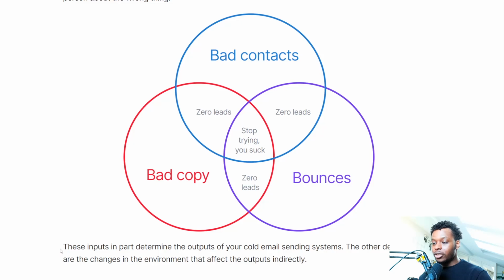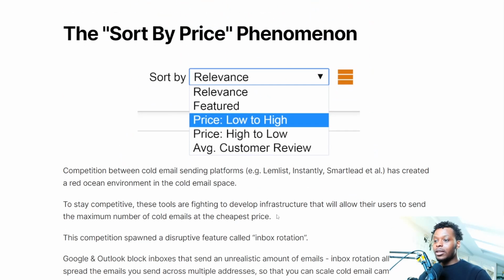These inputs in part determine the outputs of your cold email sending systems in general. The other determinants are the changes in the environment that affect the outputs indirectly. And this is where we talk about the sort by price phenomenon. So competition between the cold email sending platforms, and there's tons of them now, Lemlist, Instantly, Smartlead, Snov, Mailshake, et al. They have all created what's called a red ocean environment in the cold email space.